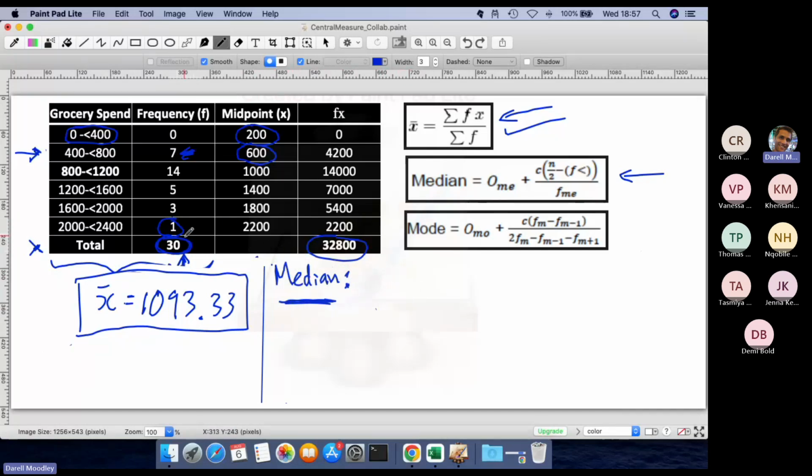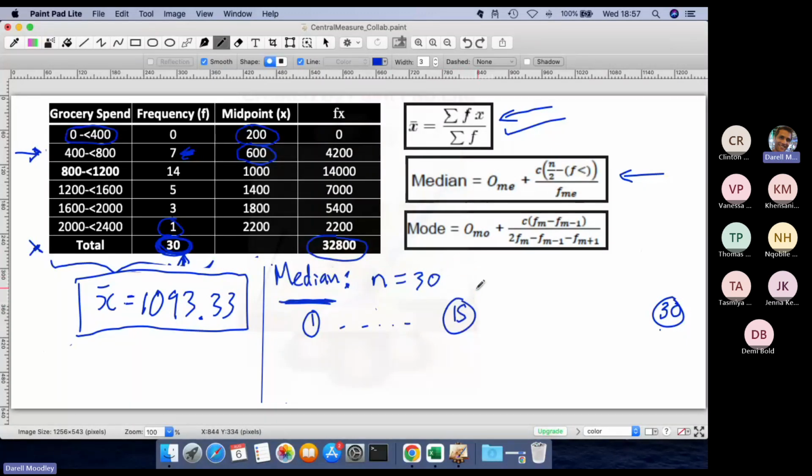Now, how many numbers do we have in total? Well, that's the total of the frequency column. Here we have a total of 30 shoppers. That's how many people we have in total. So your N is 30. If we want to work out the median, we would want to know where the 15th person lies. If we ranked all the numbers from lowest spend all the way to the highest spend, the middle person would be at the 15th position, roughly.